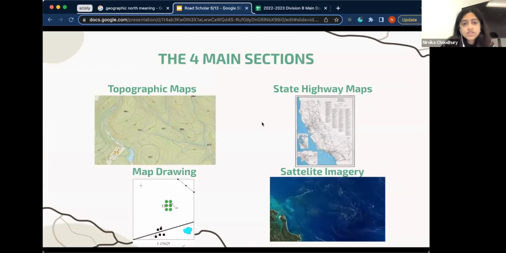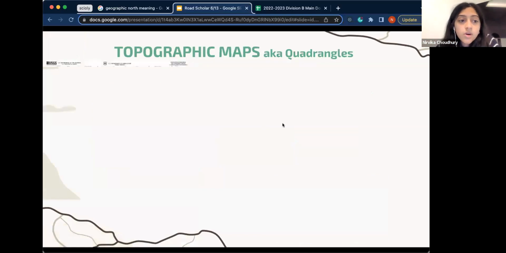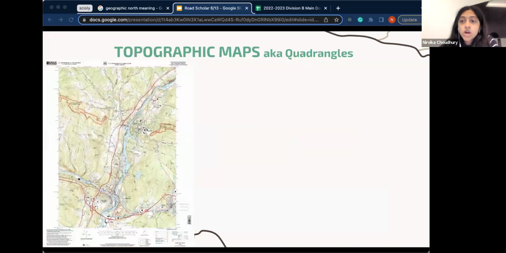So these are the 4 main sections. Topographic maps, they look like that. State highway maps, just like regular maps with a bunch of highways. Map drawing, so you're going to make a map using the USGS symbol sheet. We'll talk about that later. And then satellite imagery. For topographic maps, they're also known as quadrangles. You can see one right here. This is from Hanover, New Hampshire.